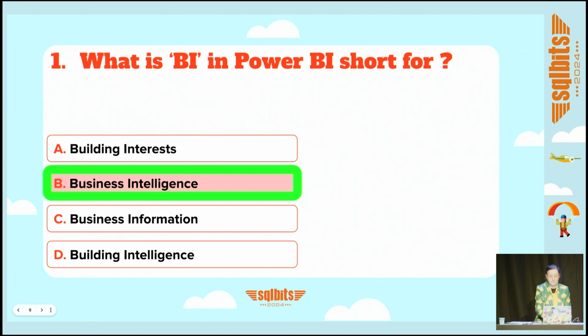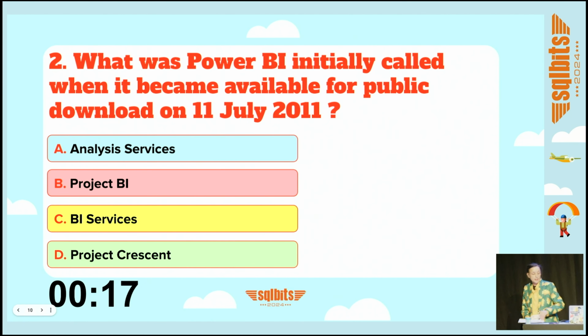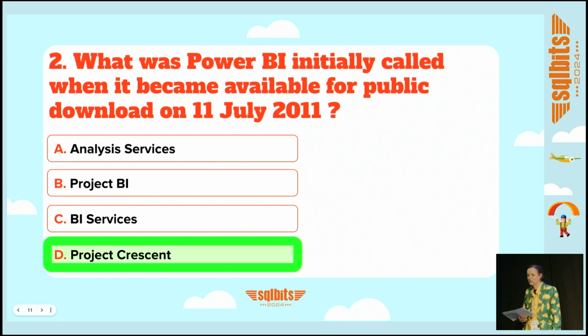difficulty level. What was Power BI initially called when it became available for public download on 11th of July 2011? Is it A, Analysis Services, B, Project BI, C, BI Services, or D, Project Crescent? I see a lot of C's, but the correct answer is D. And I see two people there. Were you part of that project? How would you know? Oh, you are. Good. Well, I found it on Wikipedia. I'll be honest, I also didn't know.